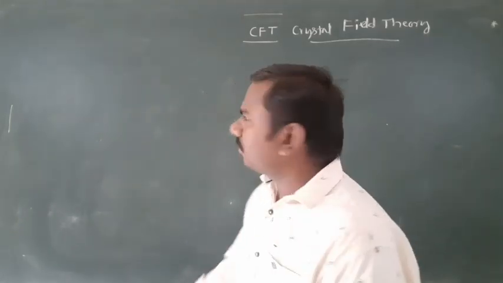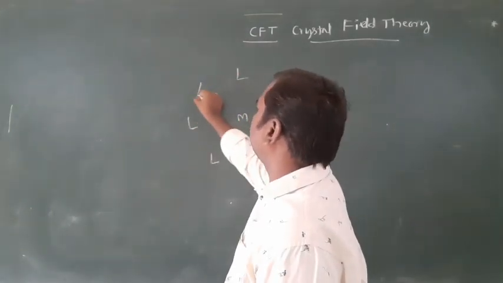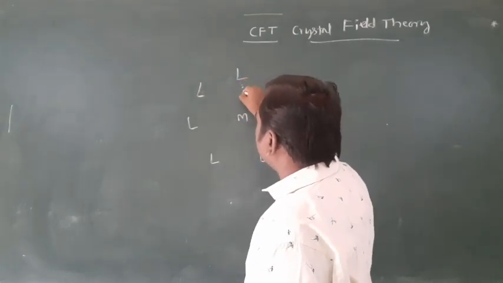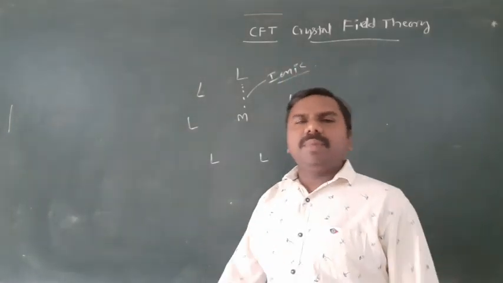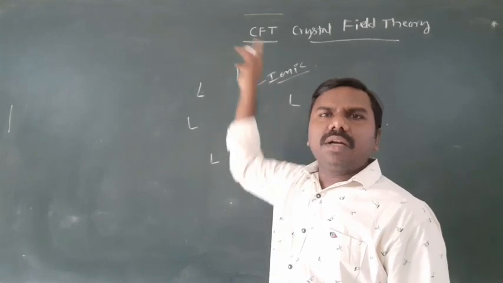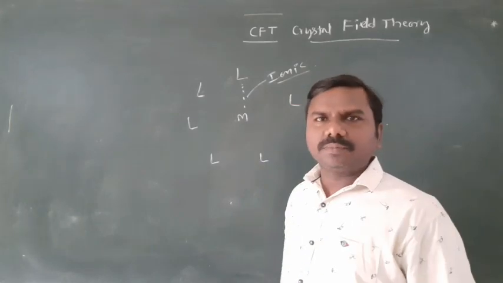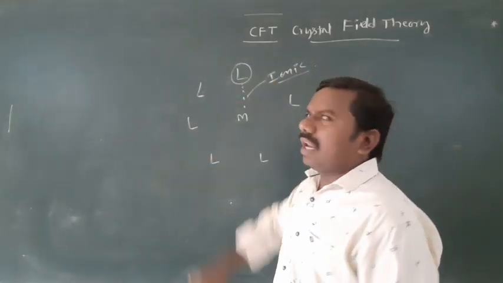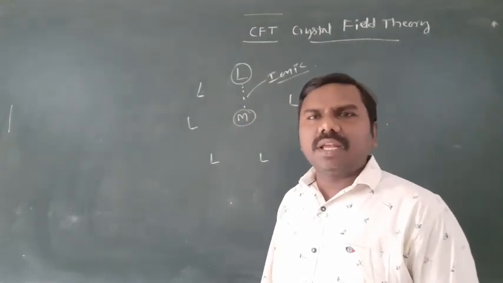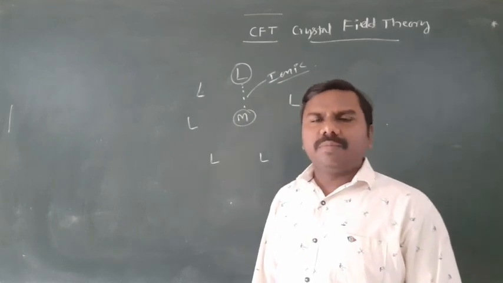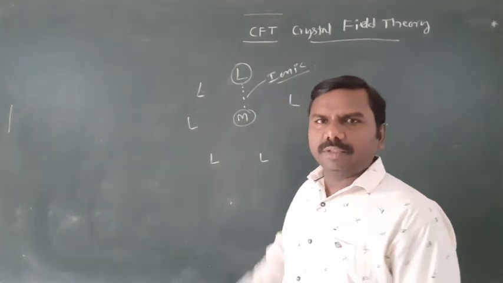According to this theory, there is a bond between metal and ligand. This bond is ionic bond. According to VBT, this bond is covalent. According to CFT, this bond is assumed as ionic bond. So ligands are electron excess, metal is electron deficient. Yes, there is an electrostatic force of attraction between the ligand and metal, hence they assumed it as ionic bond.